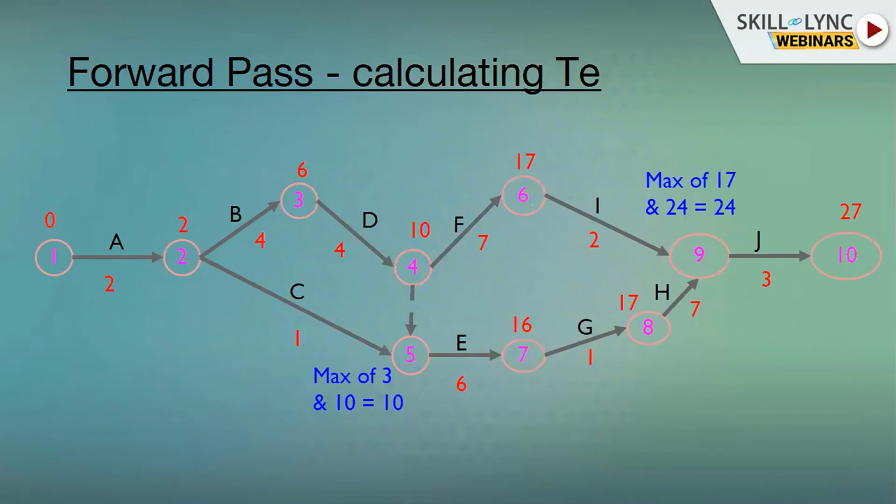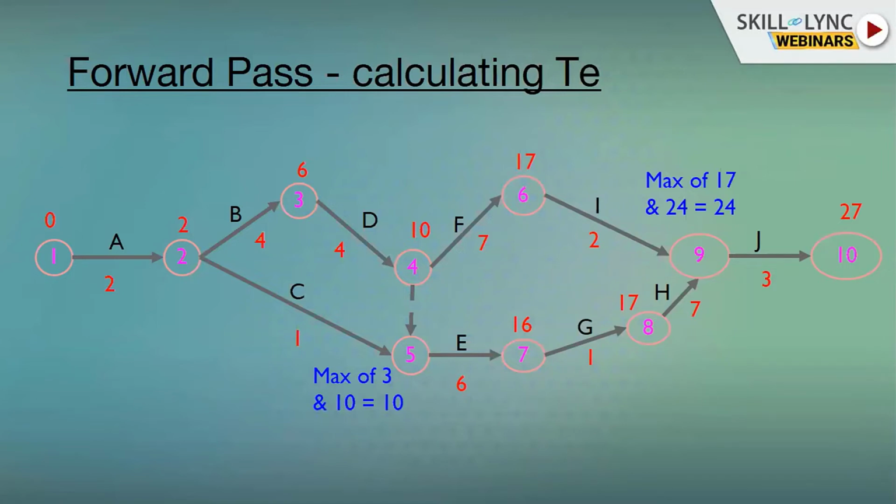Forward pass is simple. Event 1 is having 0 time. TE for event 1 is 0, as it marks the onset of the project. We move to event 2, which oversees activity B. So 0 plus 2 will result in 2.